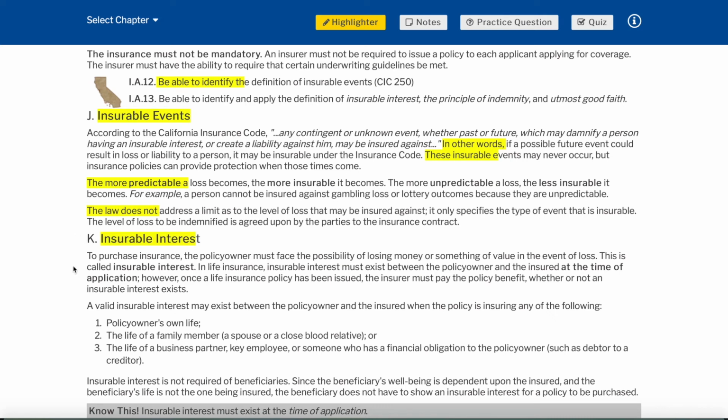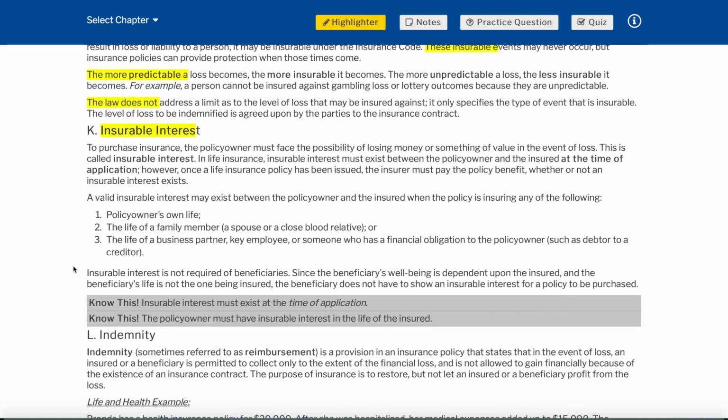K. Insurable interest. To purchase insurance, the policy owner must face the possibility of losing money or something of value in the event of loss. This is called insurable interest. In life insurance, insurable interest must exist between the policy owner and the insured at the time of application. However, once a life insurance policy has been issued, the insurer must pay the policy benefit, whether or not an insurable interest exists. A valid insurable interest may exist between the policy owner and the insured when the policy is insuring any of the following.